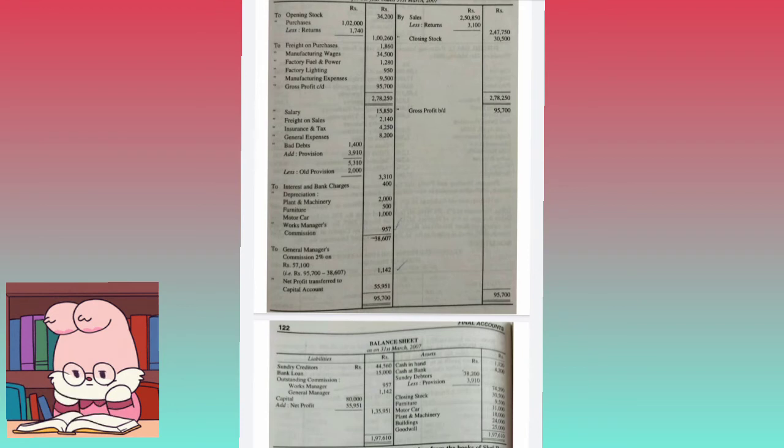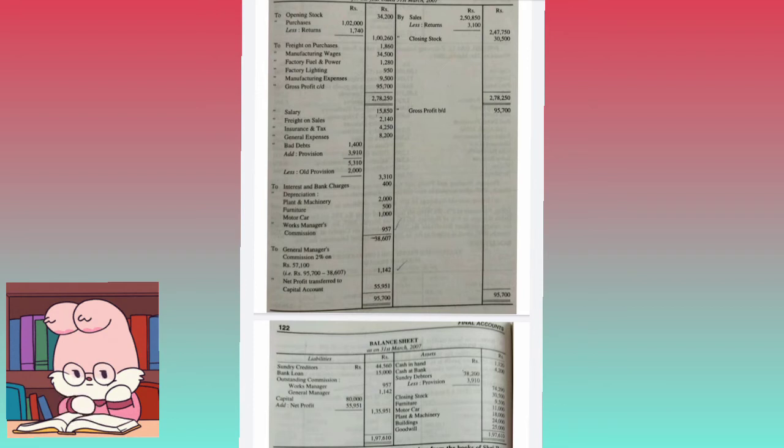So workman's commission paid is a nominal nature item, so it will be debited to the P&L account. Okay, 95,700 into 1% comes to 957. So next adjustment, what they are asking, a commission of 2% on net profit to the general manager. Okay, commission paid to the general manager is 2% on the net profit.